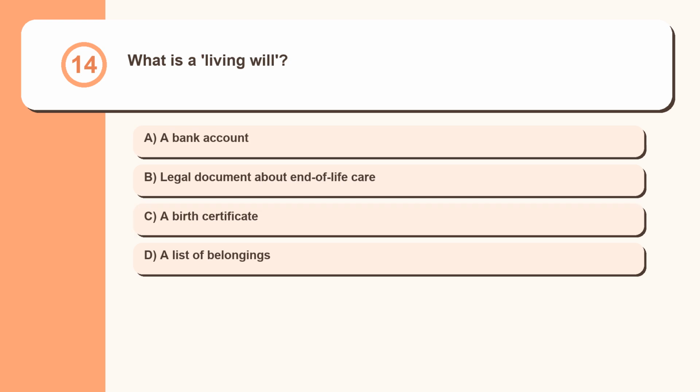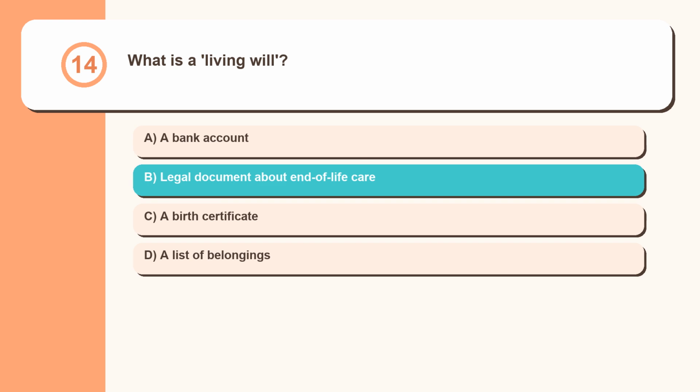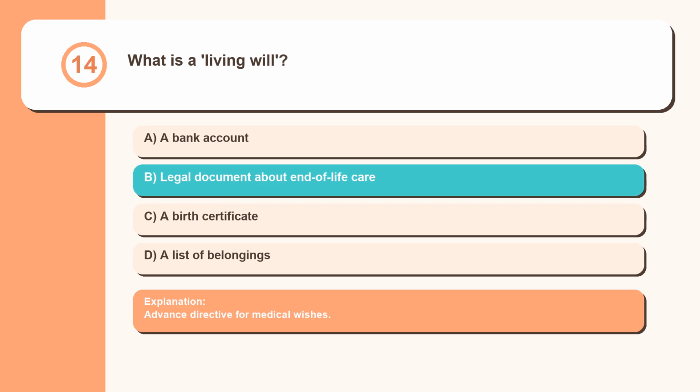Question 14. What is a living will? A bank account. Legal document about end-of-life care. A birth certificate. A list of belongings. Answer: Advance directive for medical wishes.